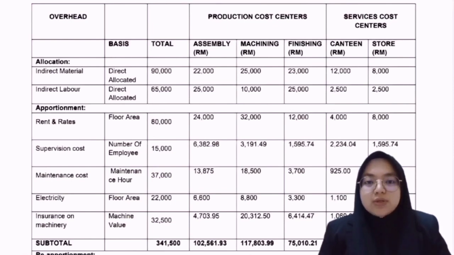Each basis value needs to be divided by the total basis and needs to be multiplied by the total of budgeted overhead that has been provided in the question table. After that, we need to add all the values for each department to know the subtotal for apportionment.